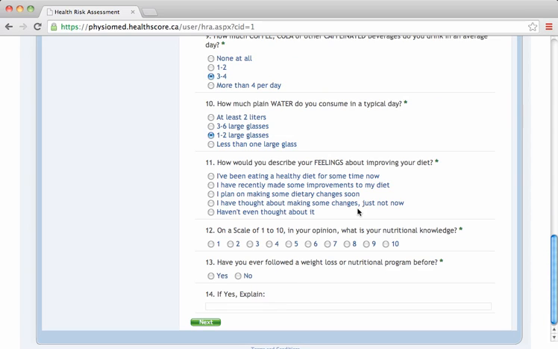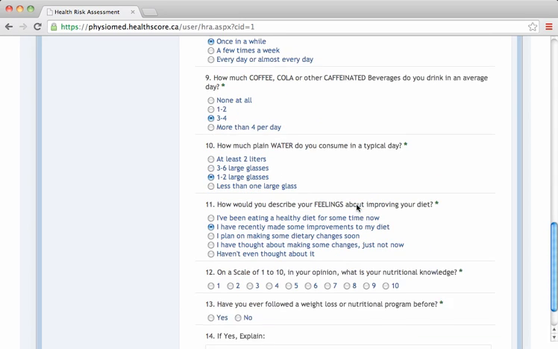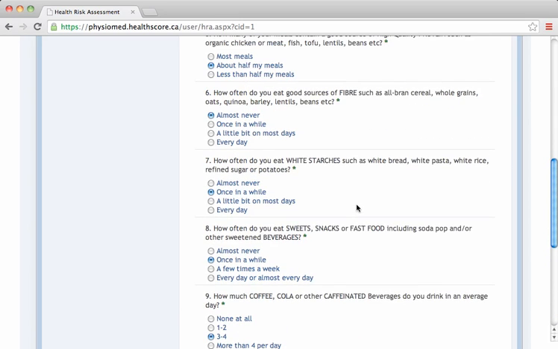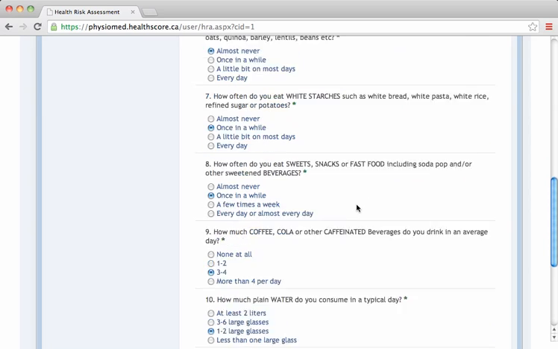How would you describe your feelings about improving your diet? I've thought about making some changes, just not now. Haven't even thought about it. I plan on making, or I've recently made some improvements to my diet, which we can see with some increased vegetables, some increase in protein, etc.